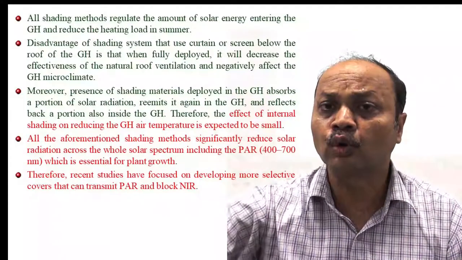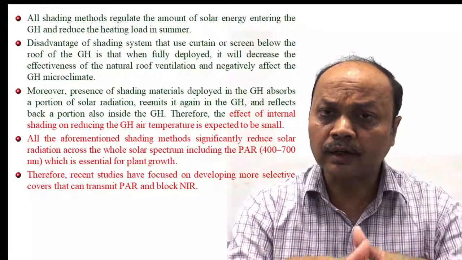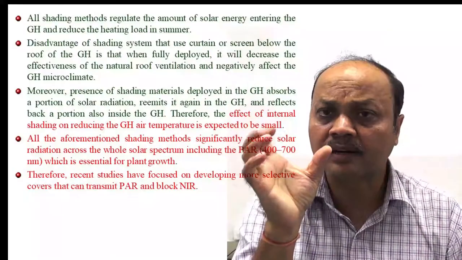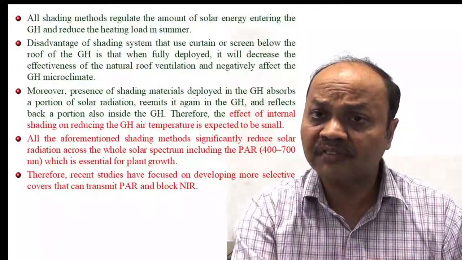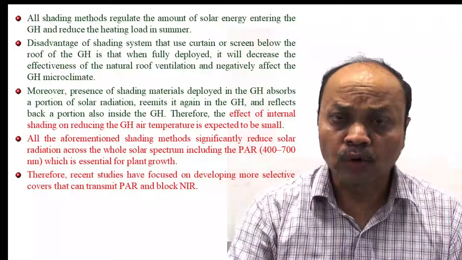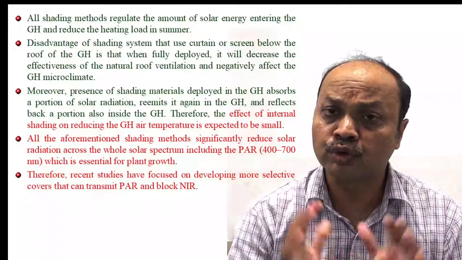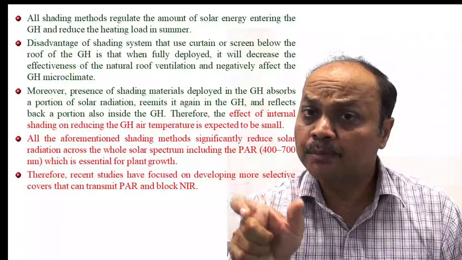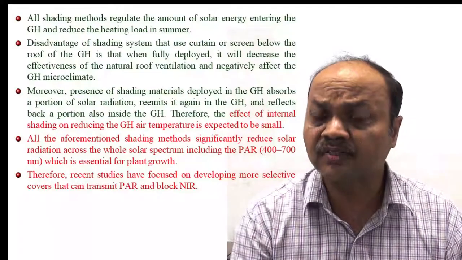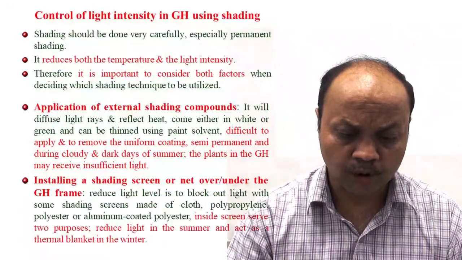That means the temperature rise will not be very high. But in case of shading, what happens? Apart from reflection, absorption, and transmission, it also affects your photoactive radiation part because it does not reject selectively. So whenever you are using different shading technology to reduce the temperature, you have to think about the important part, that is the photoactive radiation part, because that is very important for the biological or photosynthesis activity of the crop.